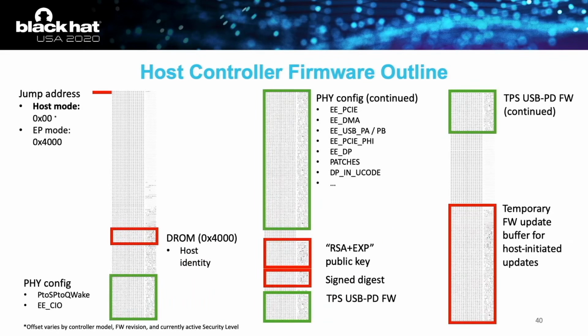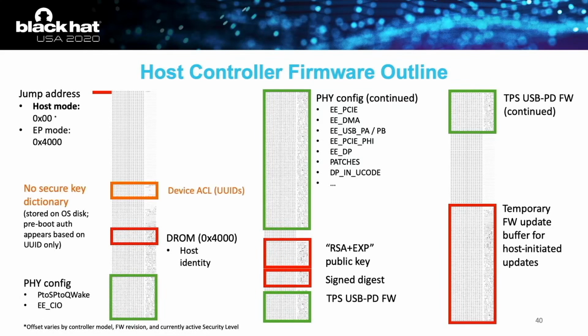Well, the host controller firmware is pretty much the same as the device firmware, but there are a couple of important differences. For example, the first one is that there's a device ACL listing all of the UUIDs that are allowed, and there's no secure key dictionary, which is pretty interesting because in security level 2, these keys are stored on the OS disk, and it seems to suggest that with pre-boot authentication, devices are still authorized based on the UUID only.